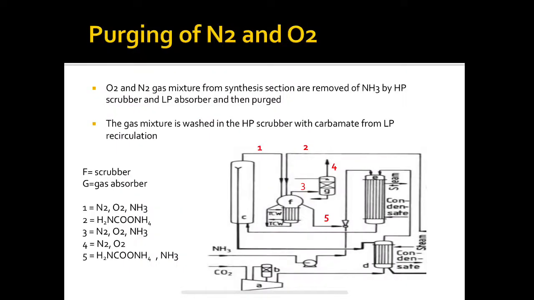In the purging section of nitrogen and oxygen, the oxygen and nitrogen gas mixture from the synthesis section is freed of ammonia in the high-pressure scrubber and low-pressure absorber and then purged. The gas mixture is washed in the high-pressure scrubber with carbamate from low-pressure recirculation.